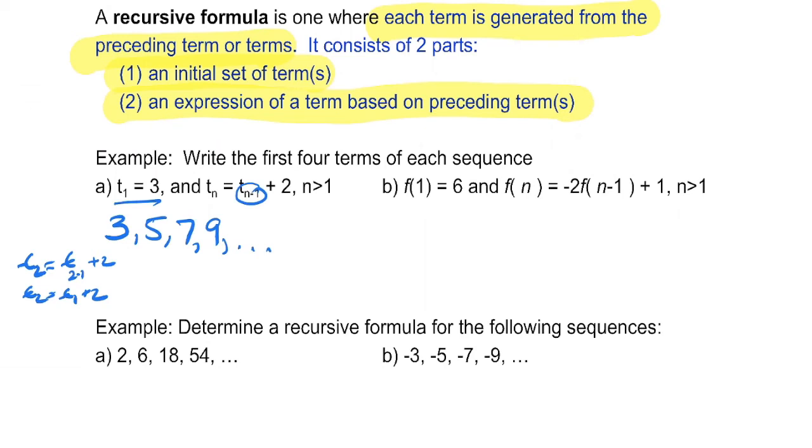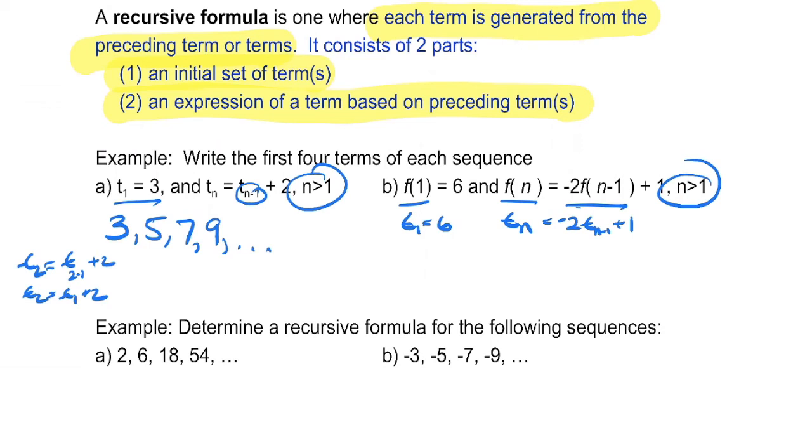Let's look at the next example, and this one I wrote out in function notation. Really this is the same thing as saying that the first term is 6, and the nth term is minus 2 times the previous term plus 1. And notice that when we talk about the expression based on previous terms, we always have to state that this is for n greater than 1.